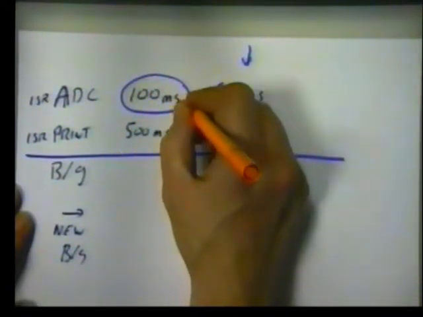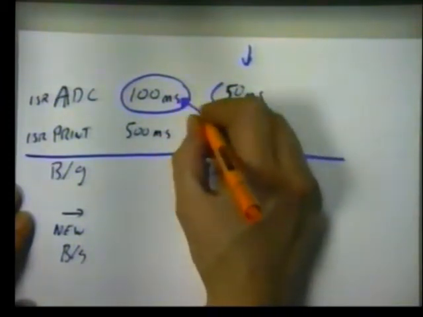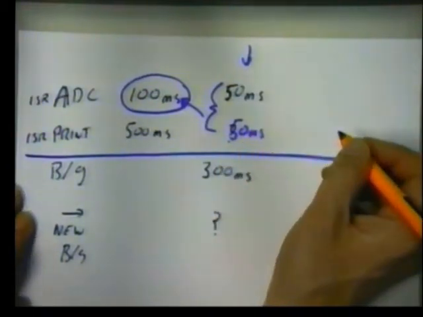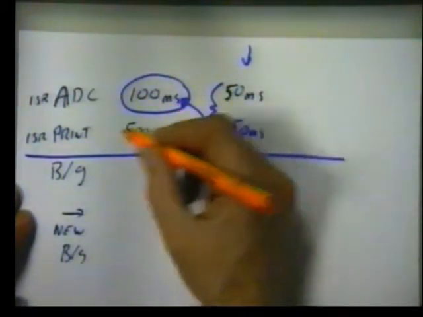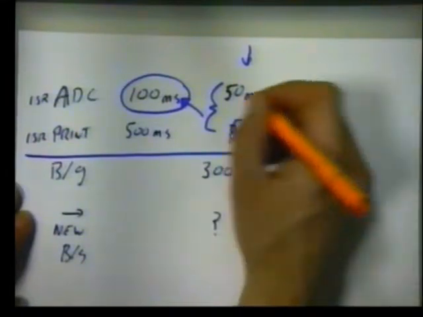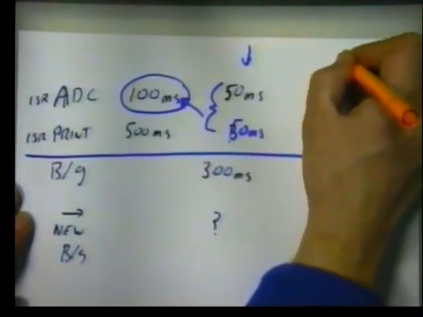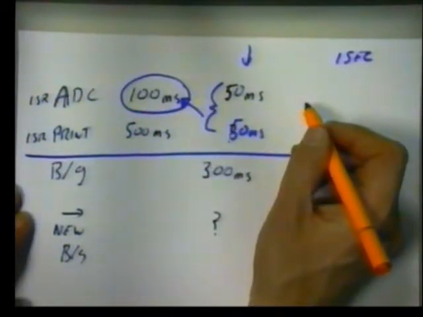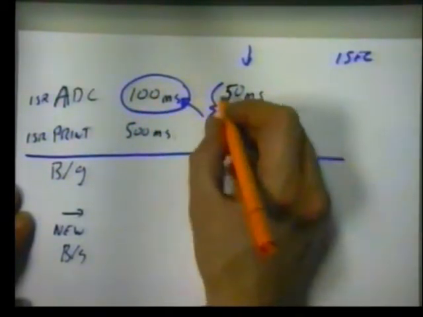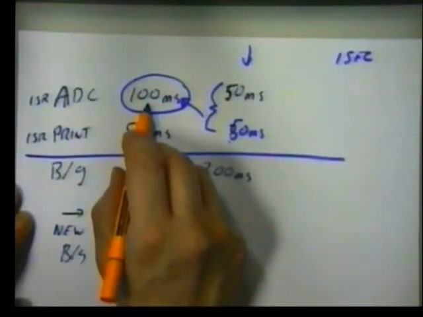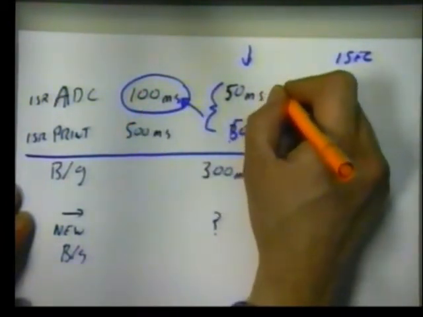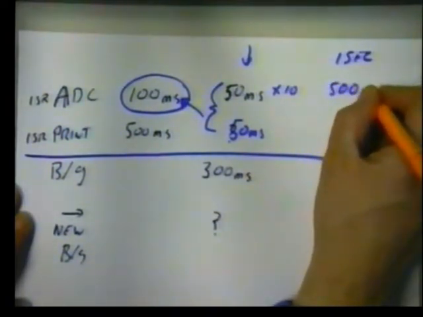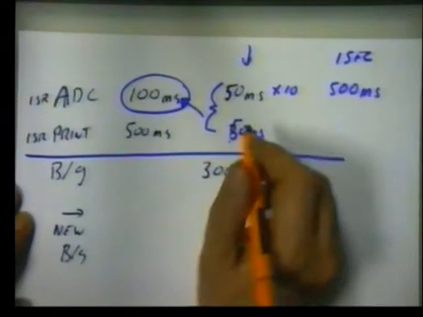The sum of all the ISRs mustn't exceed that, so you have 50 milliseconds left to do your printer routine. Now in a 1 second period, we can calculate how much time is taken up by processing. The ADC routine occurs 10 times every second. So in each second, it's 10 times 50 milliseconds, 500 milliseconds ADC processing.